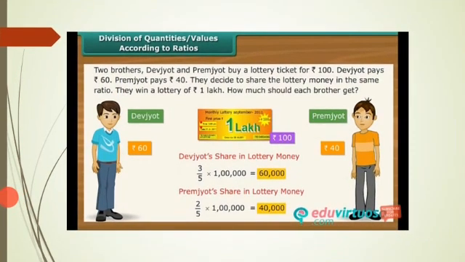Then Premjot's share in the lottery money is 2 by 5. Already informed you, Premjot's amount is 40. Very good, 40 divided by 100. You get the fraction 2 by 5 into 1 lakh, and you get the solution of 40,000. This is easy to know by using this creativity. Can you understand me, students?